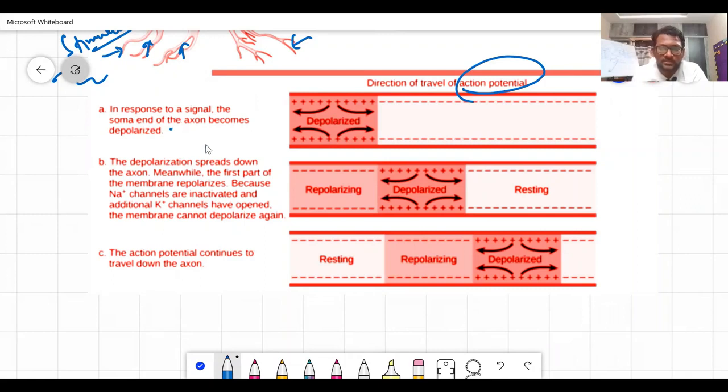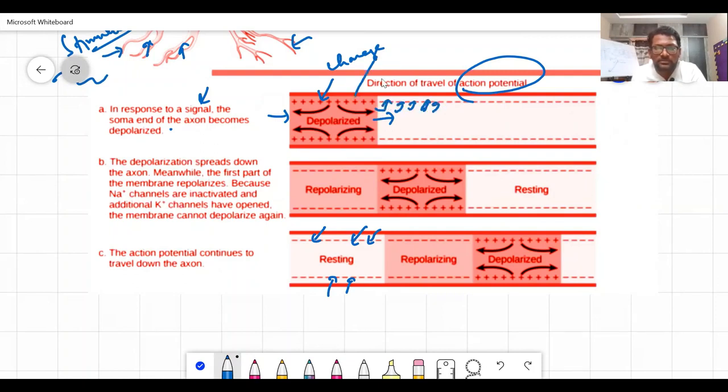So in response to a signal or stimulus, the soma end of the axon becomes depolarized. The soma means the cell body. The cell body gets depolarized. It means it would change its charge from negative to positive. Usually it would be in resting position. When the stimulus reaches, it gets depolarized. So once depolarization occurs, it goes to the next point.